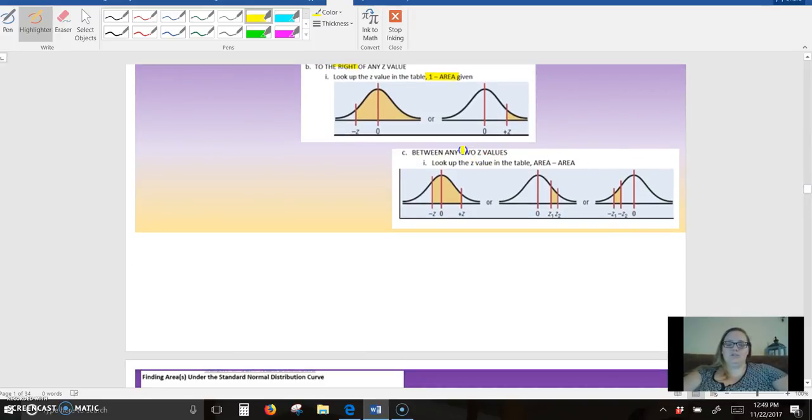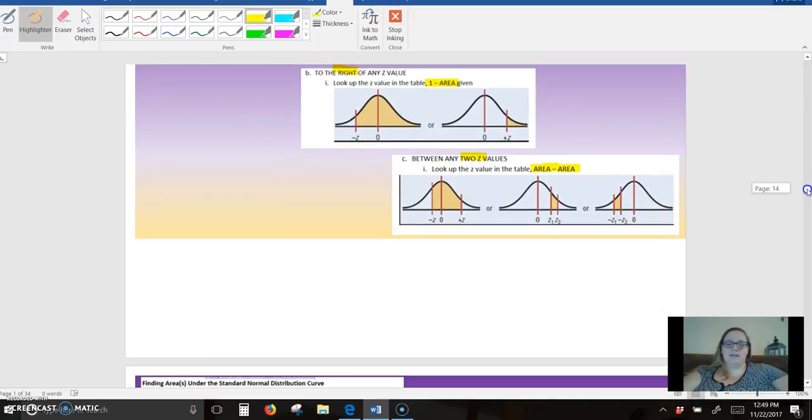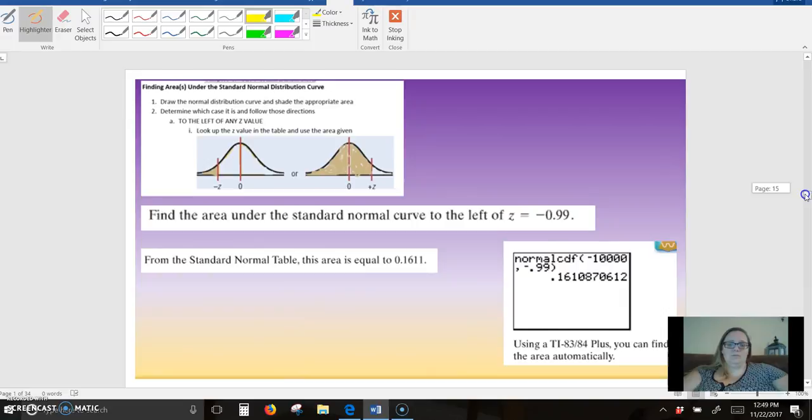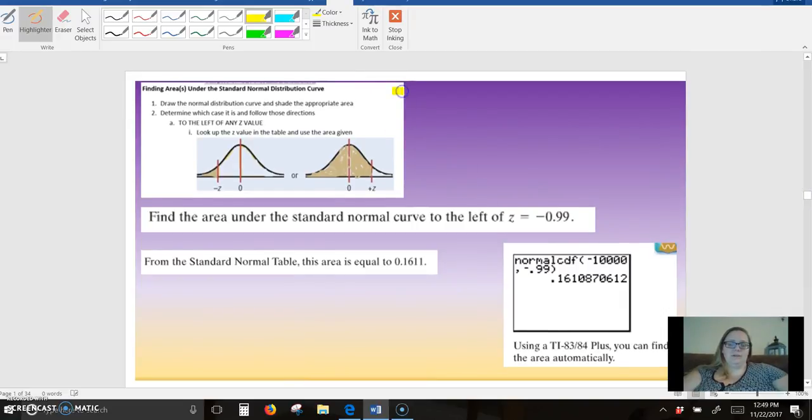If it's between two z values, we look up the first one, look up the second one, or use the calculator for each, and then we subtract those two values. All right, so those are the rules we need to remember as we go through these sample problems. I want to remind you of the rule. It's right here, and then we're going to do one that's to the left.